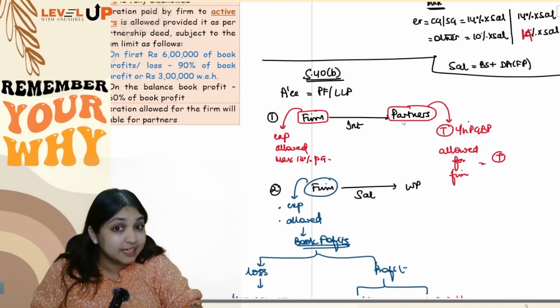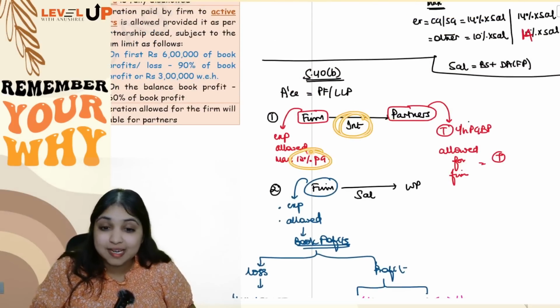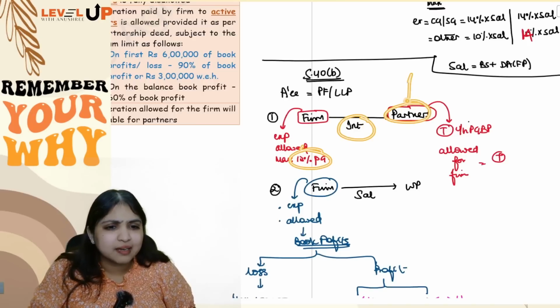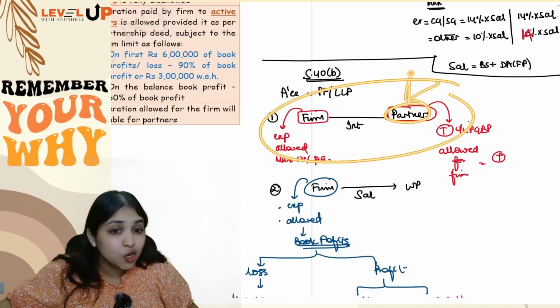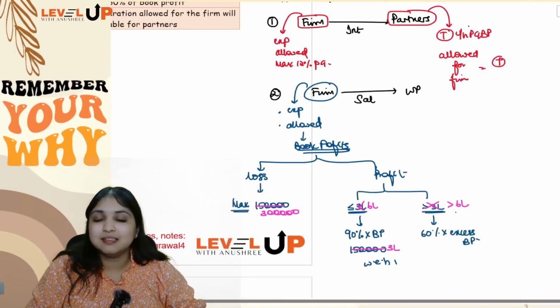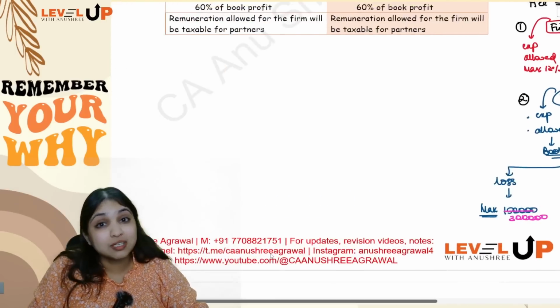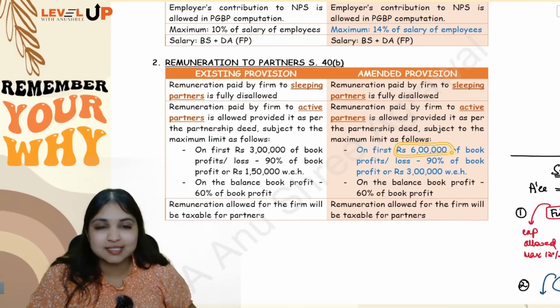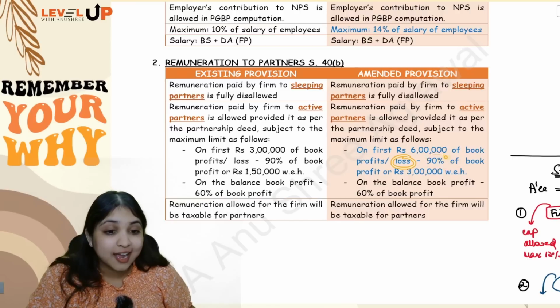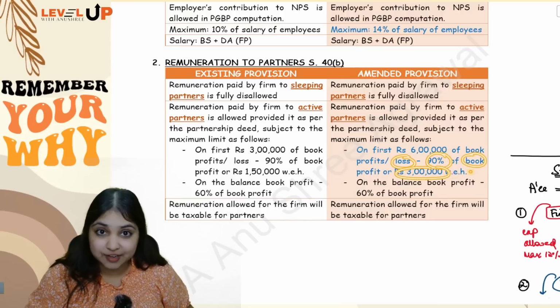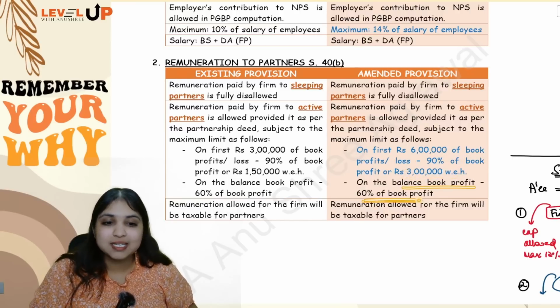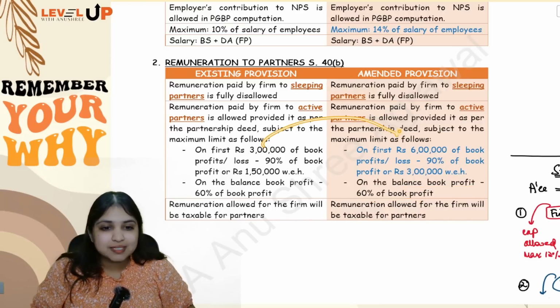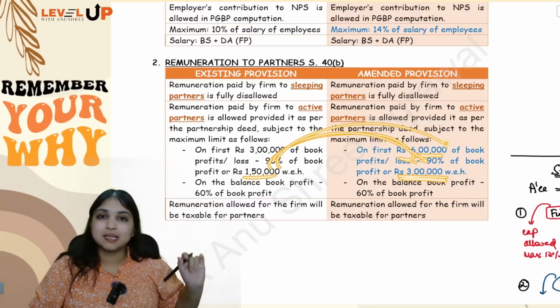No change in interest, 12% number stays the same. In interest, partner can be active partner, sleeping partner, doesn't matter. No change over here. Change is only in the salary calculation, salary given to the working partners. So same thing you will see even over here. On the first 6 lakh of the book profit or on loss, 90% of the book profit or 3 lakh, whichever is higher. On the balance book profit, 60% of the book profit. So the numbers have just been made double. 3 lakh has changed to 6 lakhs, 1 lakh 50 has changed to 3 lakhs. The numbers have just been made double.